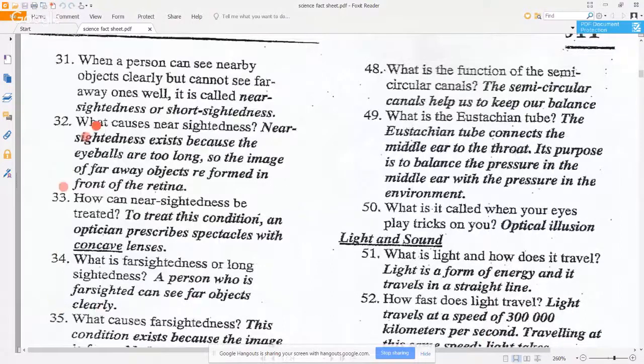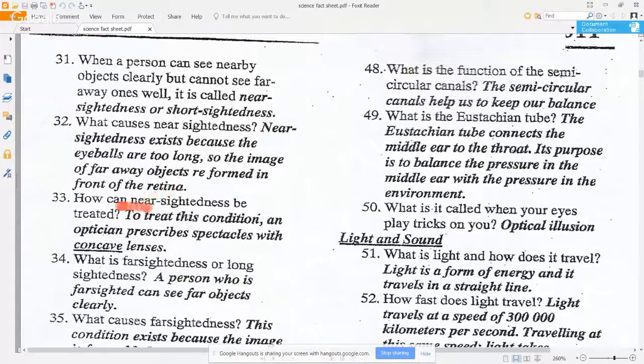31. When a person can see nearby objects clearly but cannot see faraway things well, it is called nearsightedness or short-sightedness. What causes this nearsightedness? Well, nearsightedness exists because the eyeballs are too long. So the image of faraway objects come to focus in front of the retina. So they fall short of the retina.